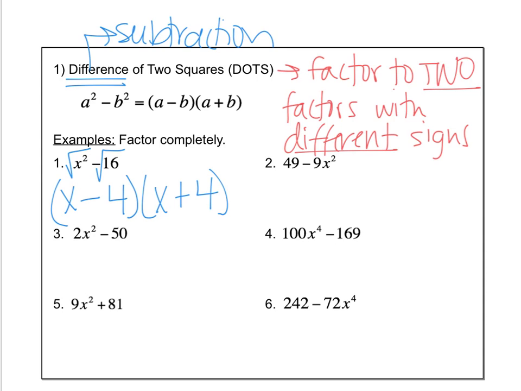So if you look at number 2, what's going to happen to 49? 7 minus, what's going to happen to 9x squared? 3x. That's my first factor. It's not just one factor. It's always two factors. The other factor, same numbers, different sign. Because a difference of two squares factors to two factors with different signs. Good so far?